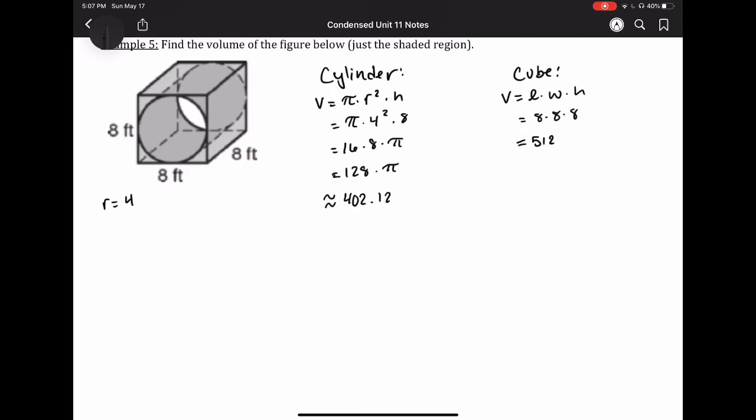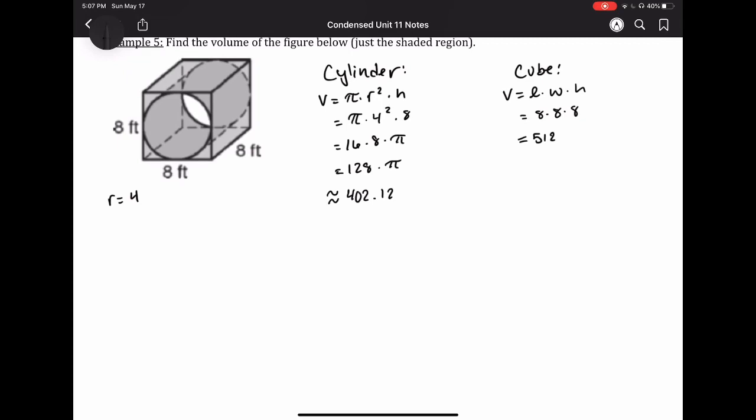Now that I have the volume of each individual shape, I need to subtract them to find the volume of the shaded region. So I have the volume of the cube minus the volume of the cylinder. So I end up with 512 minus 402.12, which is equal to 109.88. So I can say that the volume of the shaded region is approximately equal to 109.88 cubic feet.